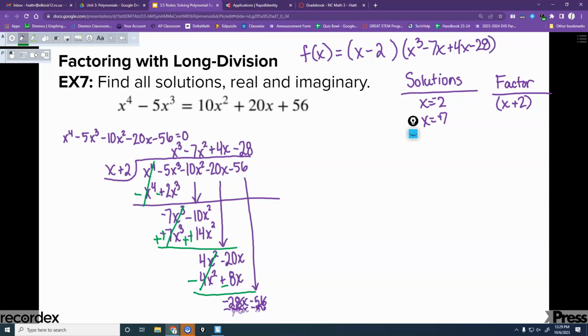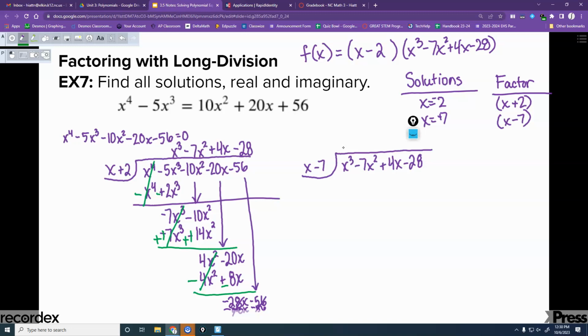But we're not done yet because we could divide again. Because we have this other 0 right here. We've got x equals positive 7. So that means x minus 7 is also a factor. You don't want to use this x to the fourth anymore. You want to use the answer from this first problem that you did. So when we divide now, we're going to do x minus 7, and we're going to use the x to the third minus 7x squared, that should be squared right there, plus 4x minus 28.